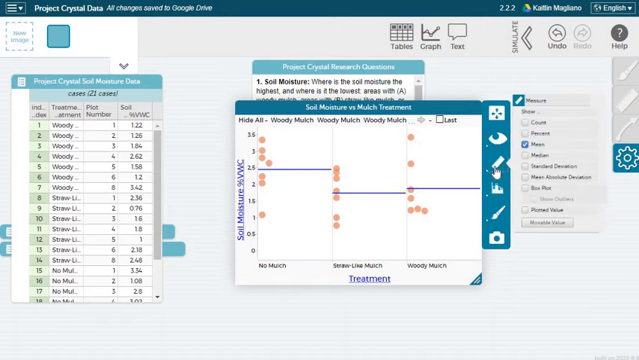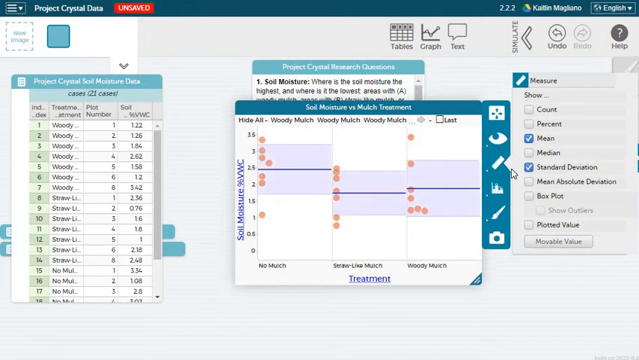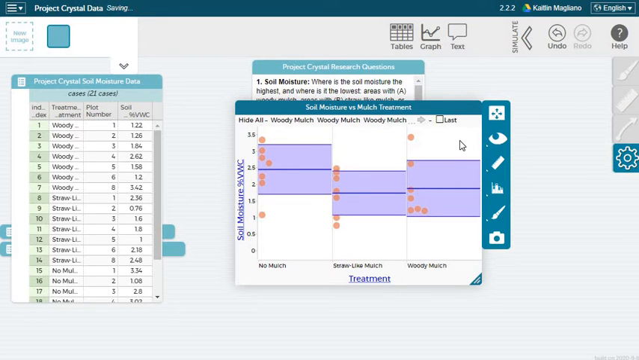So you can click the ruler icon and check the box for standard deviation. This creates lines above and below the mean that are one standard deviation away. They give us a visual idea of how spread out the data is. As you can see, these are all pretty spread out.